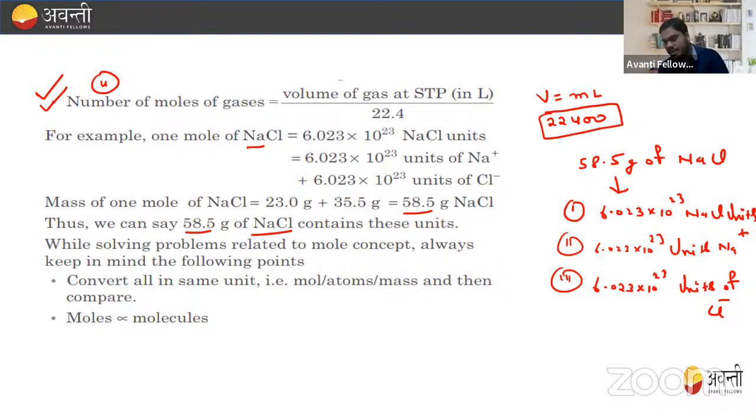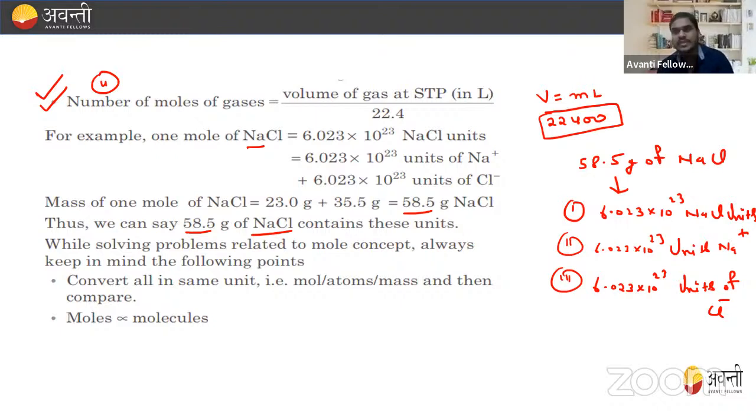Good. So this is all about how you will calculate this. Now, while solving problems related to the mole concept, always keep in mind the following points. The first one: convert all into the same unit. Either mole, atom, or mass, and then compare. So either you convert all of this into mole, or into atom or mass. Then you have to compare all these quantities.